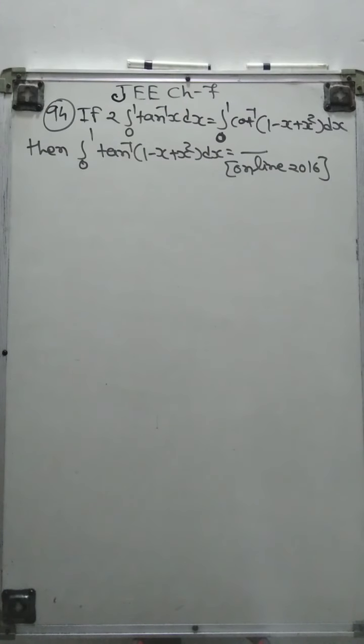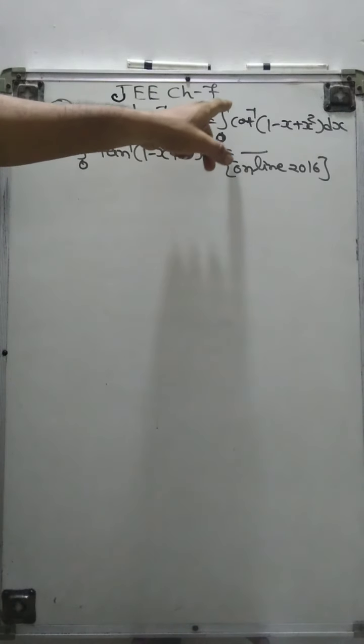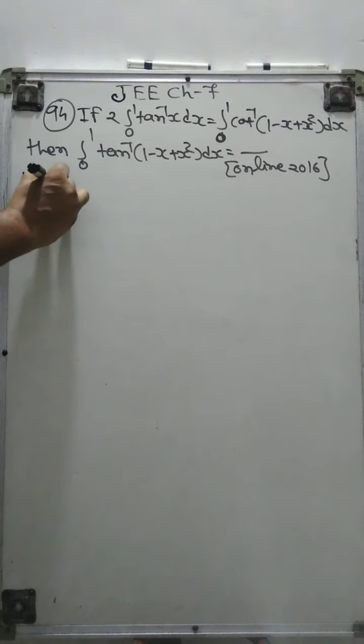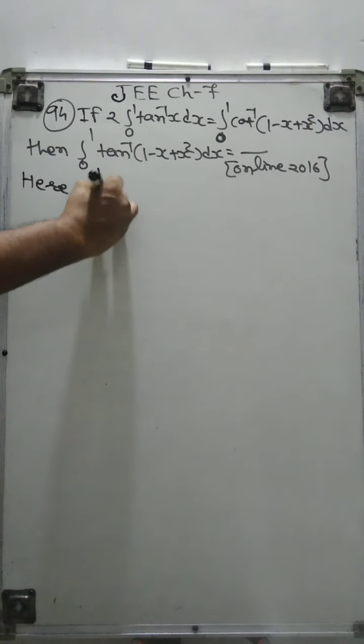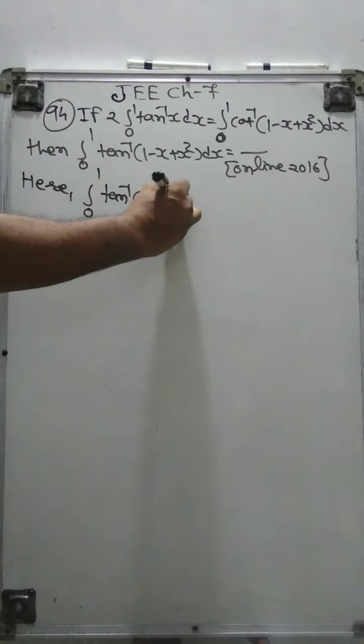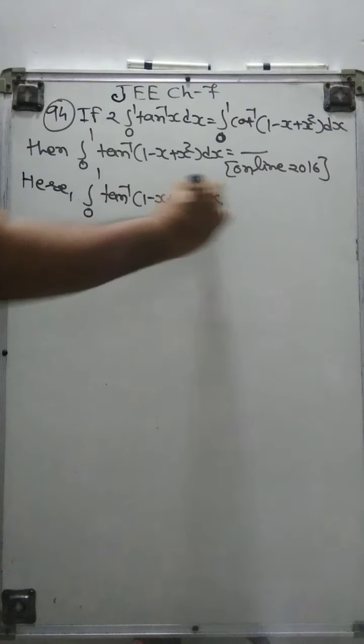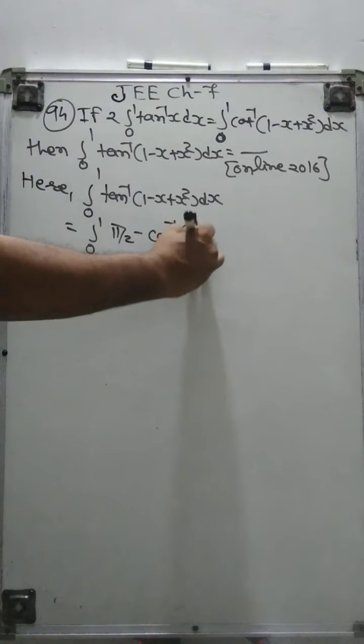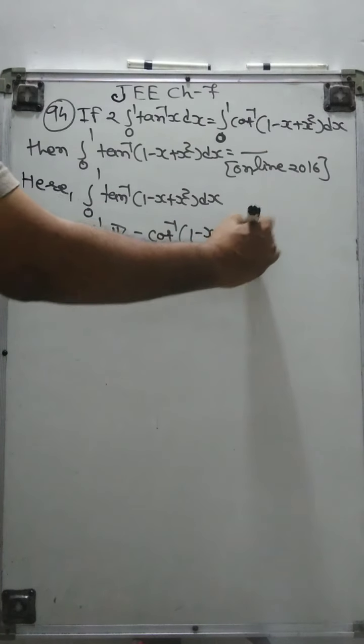Okay, next 94th sum. If 2 integration 0 to 1 tan inverse x dx is equal to integration 0 to 1 cot inverse 1 minus x plus x square dx, then integration 0 to 1 tan inverse 1 minus x plus x square dx is this. Online 2016 JEE question. So here integration 0 to 1 tan inverse 1 minus x plus x square dx is equal to integration 0 to 1 pi by 2 minus cot inverse 1 minus x plus x square dx.